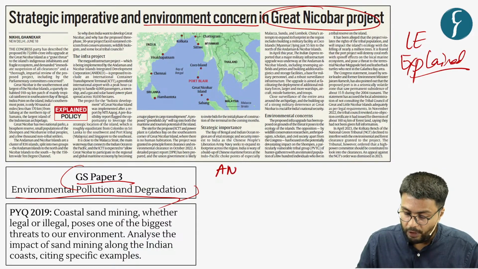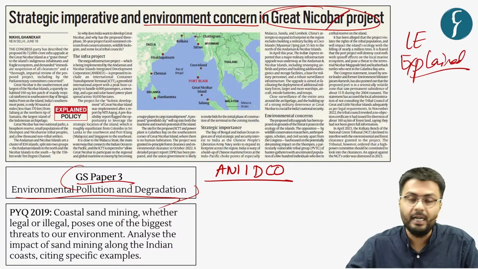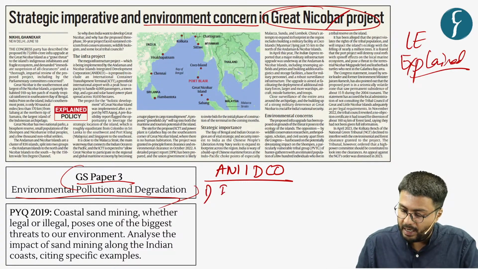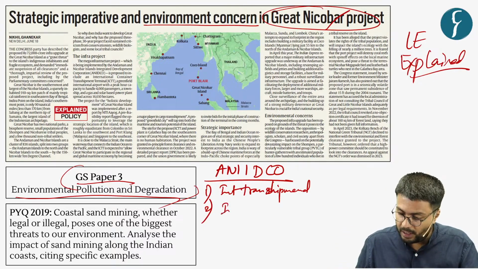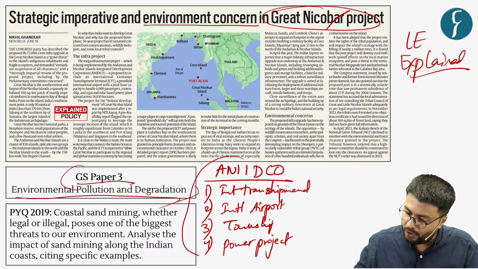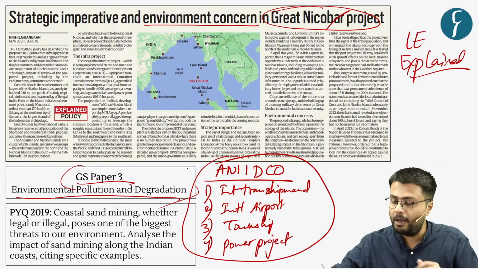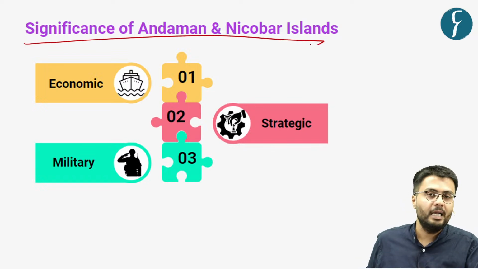Now, the Andaman Nicobar Island Integrated Development Corporation has undertaken several projects in the area of Great Nicobar. First, it is constructing an international transshipment terminal, which is a shipping terminal that will be used for shipment of various cargoes out of the country. Further, this body is also constructing an international airport, in addition to constructing a township for people and also certain power projects. Now, in hindsight, all these projects are very much essential for the economic development of this region. And in this regard, let us understand the significance of the Andaman and Nicobar Islands.